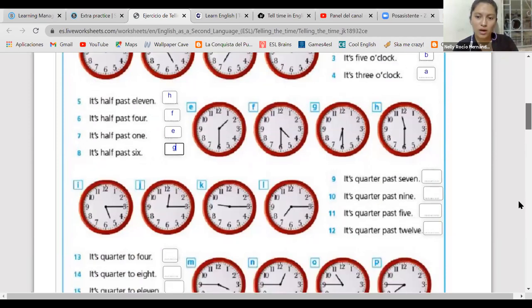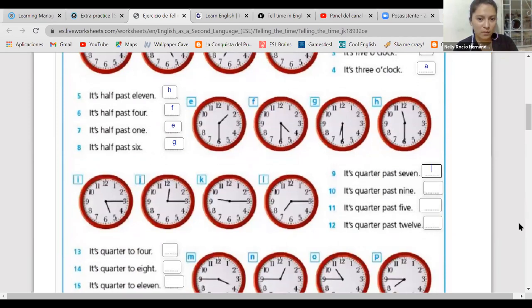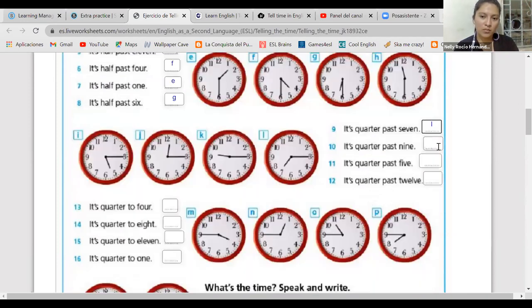It's quarter past 7, letter L. It's quarter past 9, letter K. It's quarter past 5, letter I. Okay. It's quarter past 12, letter J. Letter J, yeah.